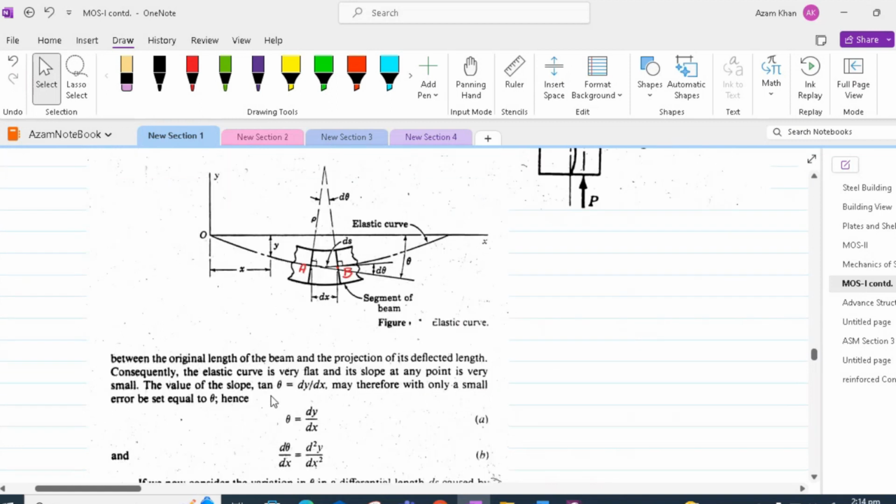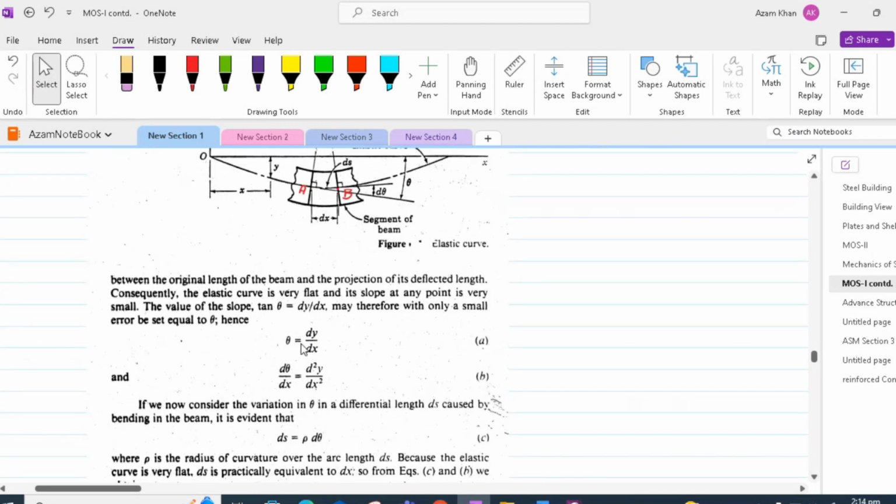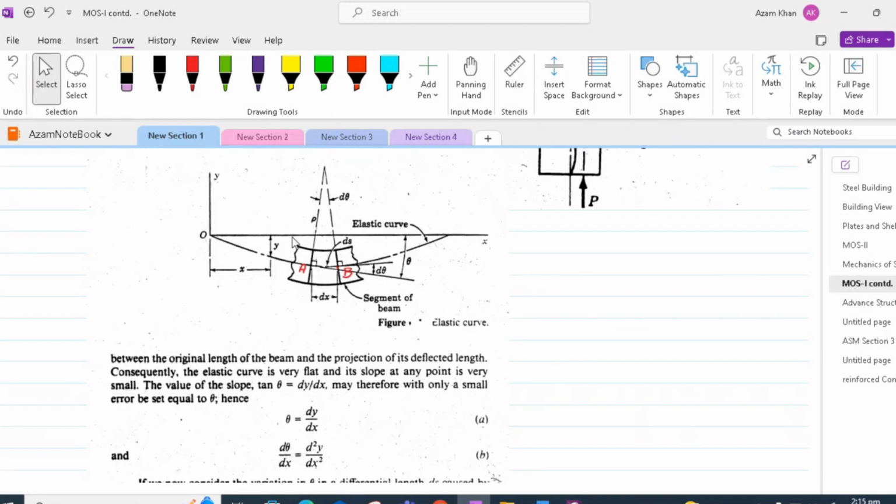Since we have considered the slope to be very low, tan theta can be written approximately equal to theta. So theta is equal to dy by dx. Now we can differentiate both sides of this equation with respect to x. That will give us d theta by dx equal to d2y by dx squared. Please note that y gives the vertical displacement at any point in terms of x coordinate.